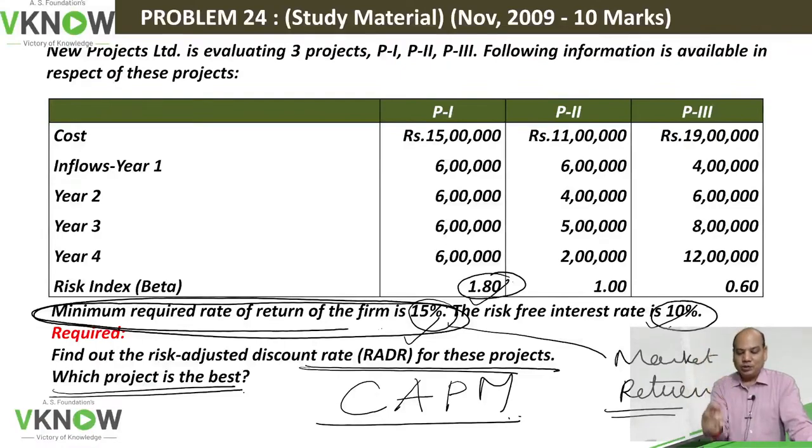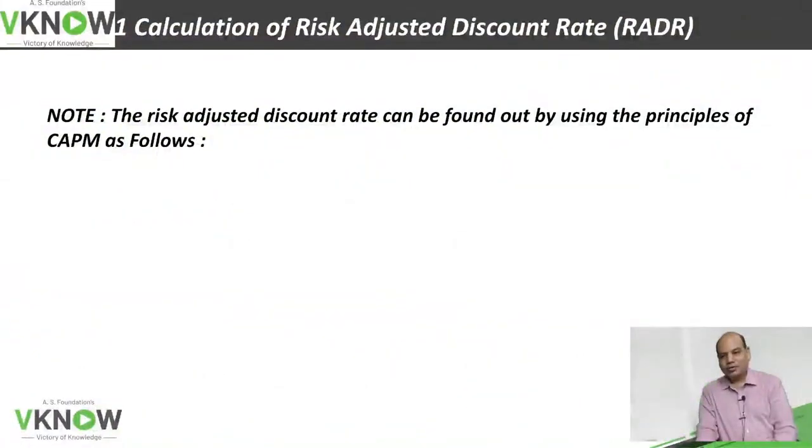After that we'll compute NPV. After computing NPV, we will decide which project is best based on highest NPV. Are you ready for this question? Write down step 1: calculation of risk adjusted discount rate, RADR.